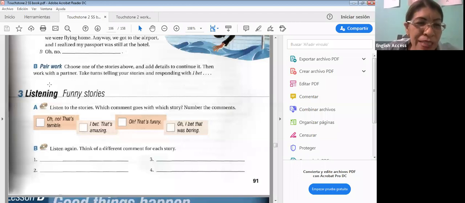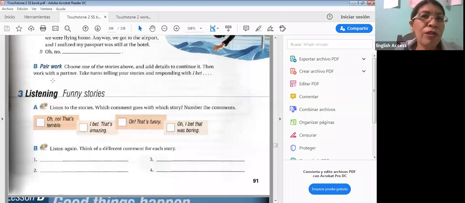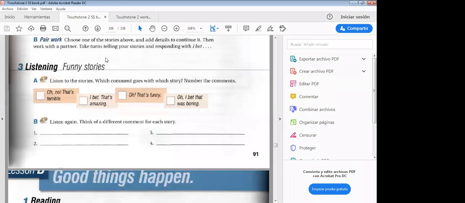Okay, guys, well, now let's move to exercise 3. We have a listening activity. It says, listen to the stories and decide which comment goes with which story, number the comments. So you're going to listen to 4 different stories and number the comments, okay? We have: oh no, that's terrible. I bet that's amazing. Oh, that's funny. And oh, I bet that was boring. Okay, so listen to the stories and match each of them with the correct answer. Let's play the audio.